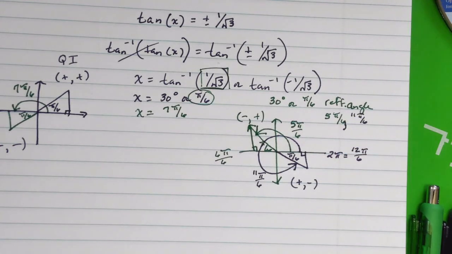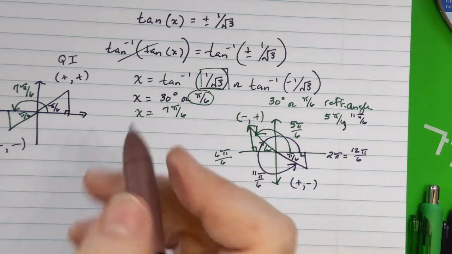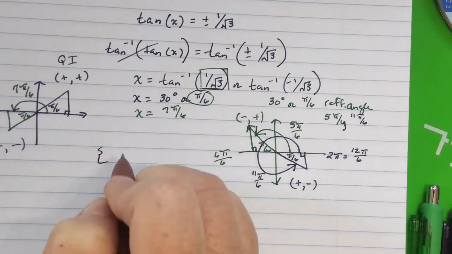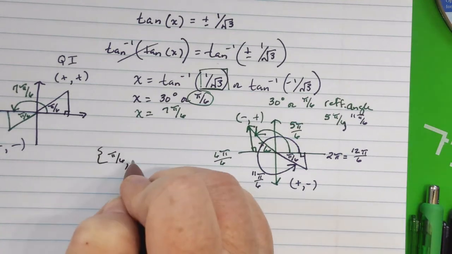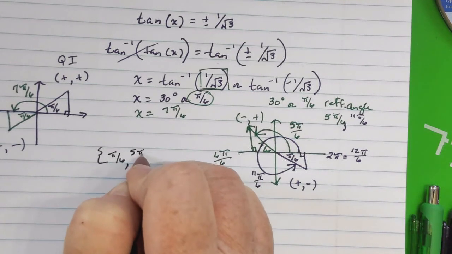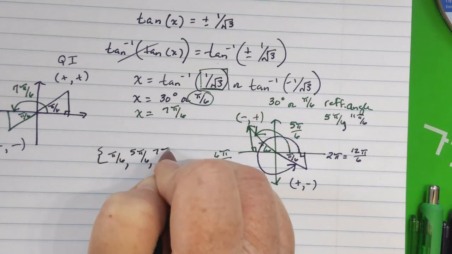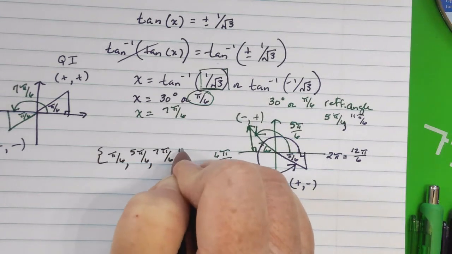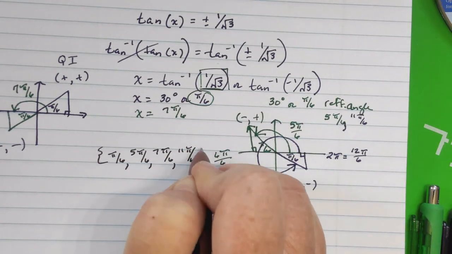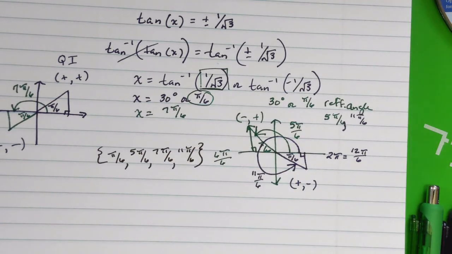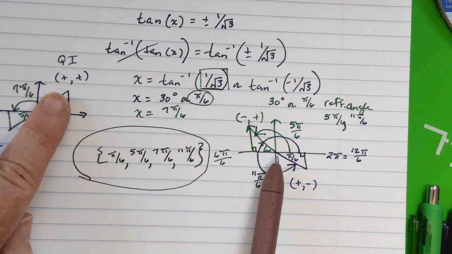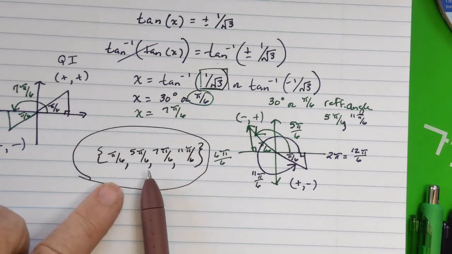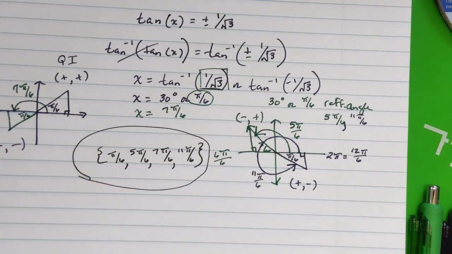So here are all of our solutions. You have to include all of them. Pi over 6, 5 pi over 6, 7 pi over 6, and 11 pi over 6. All right. And that's usually what hangs up students, is getting all of those solutions. They often get one positive and one negative, but they don't think about all the quadrants.